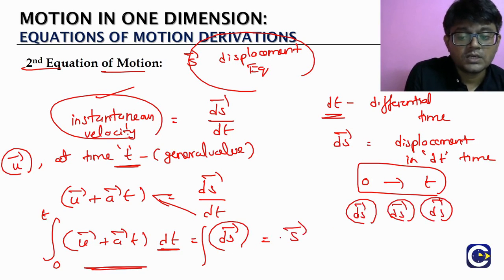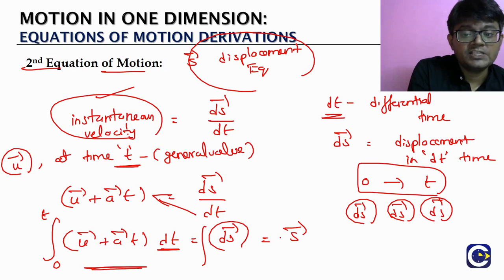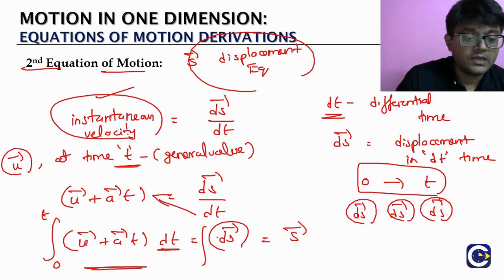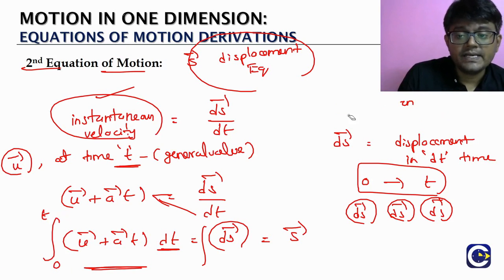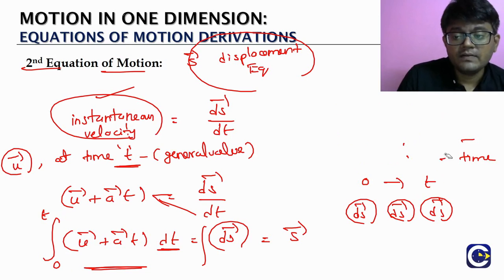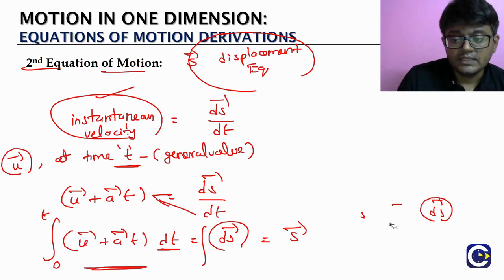That is going to give us what? The overall displacement in this interval. What is the interval we are looking at? 0 to t time interval. So this integration is going to give us the total displacement in the time interval from 0 to t. That is what we are calling the displacement in that time t.